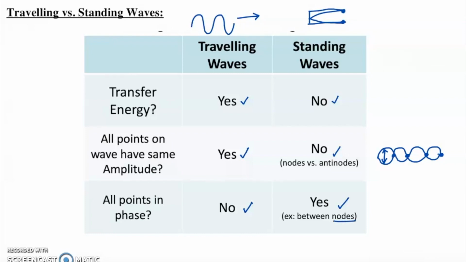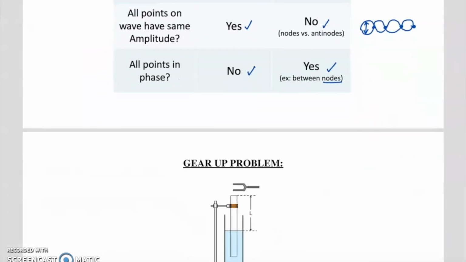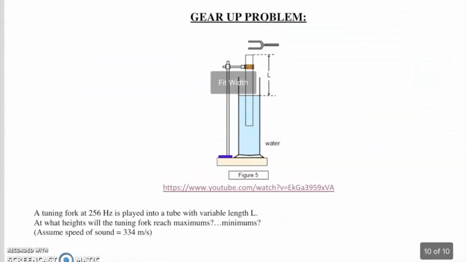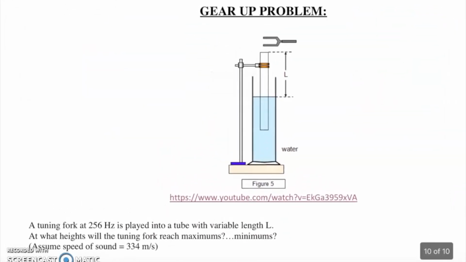So with that in mind, let's take a moment to try a gear up problem. This gear up problem is about a pretty famous experiment that hopefully when we get back to campus, we can actually do ourselves. You have a tuning fork above this tube, and this tube is lowered into water. Let's take a look at this experimental setup.